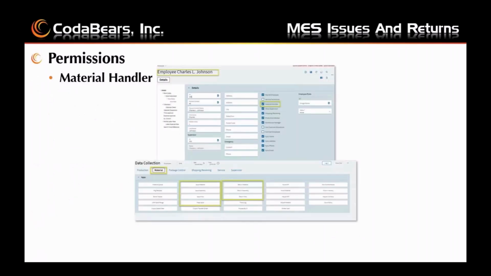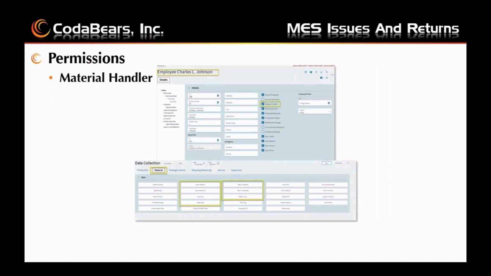So the first picture here shows the Kinetic screen for employee maintenance. Charles Johnson has the checkbox checked for material handler. Having this checkbox marked will allow Charles to use the material tab, or card, it's called in Kinetic, in MES, and the buttons on that card.